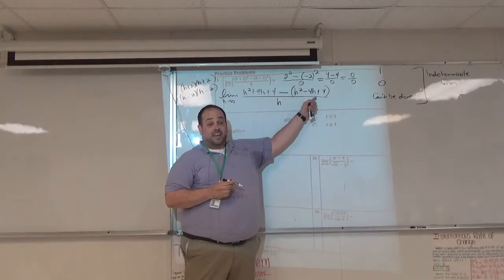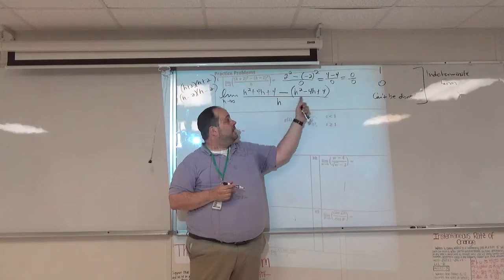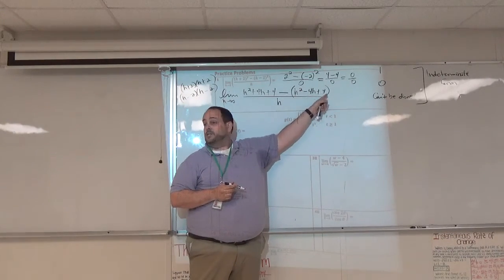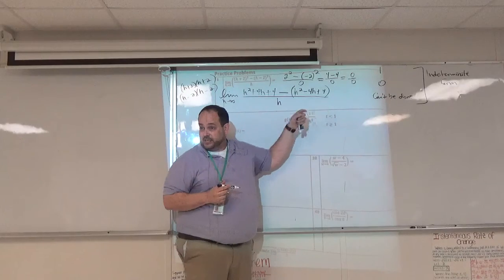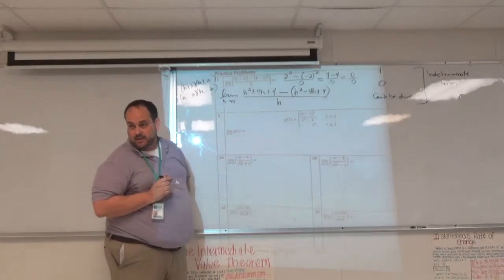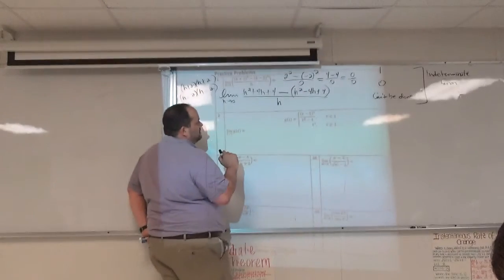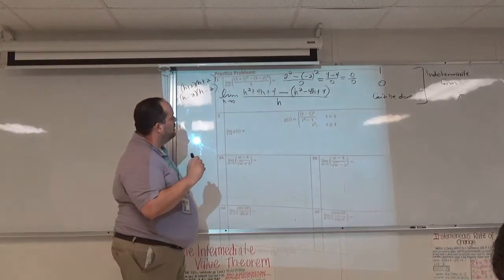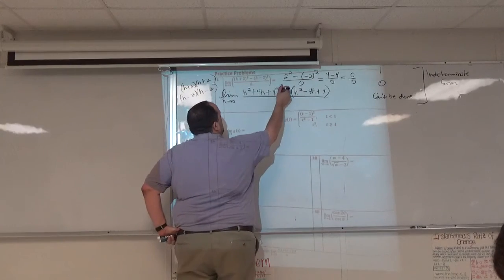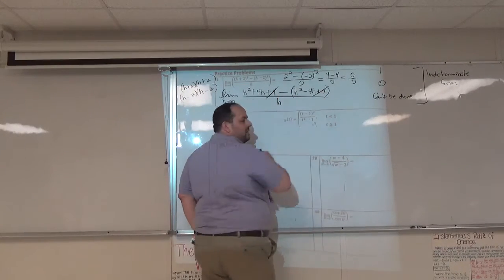I can distribute the negative through, legal stuff, right? Negative h squared plus 4h minus 4. Any other legal things that you see? Well, once you distribute, then the numbers will cancel out on top. Can you give me an example of something that cancels? The 4 inside the parentheses will be negative 4, so the 4 and the negative 4 will cancel out. Positive 4, negative 4. Love it.